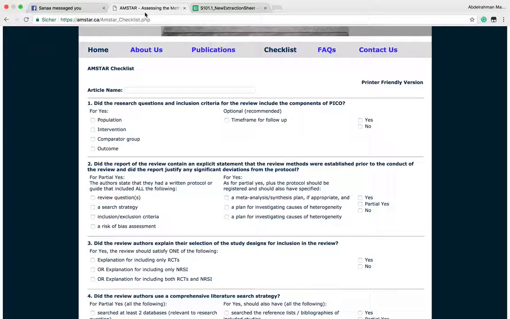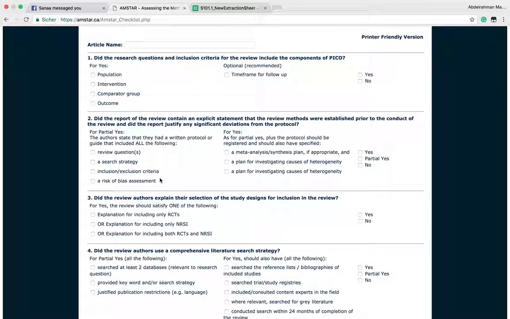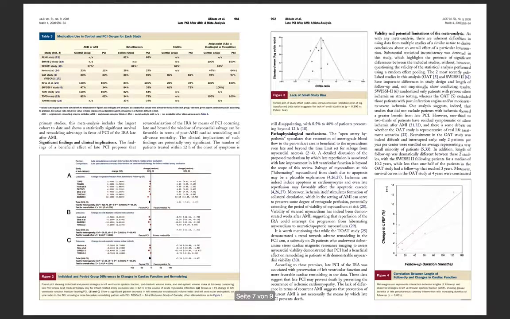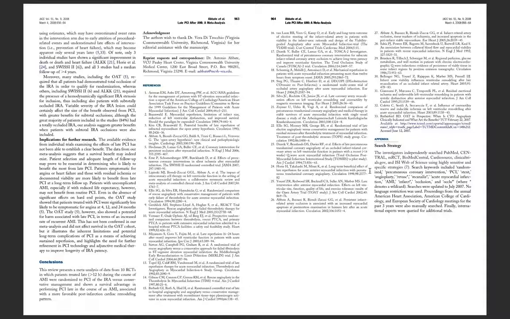Number 2, did the report of the review contain an explicit statement that the review methods were established prior to the conduct of the review? So, the authors state that they had a written protocol or guide that included all the following. So, if they had a protocol, just say partial yes, okay? So we will check if they have a protocol. It should be written at the end.